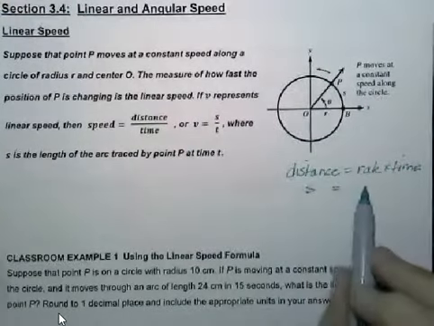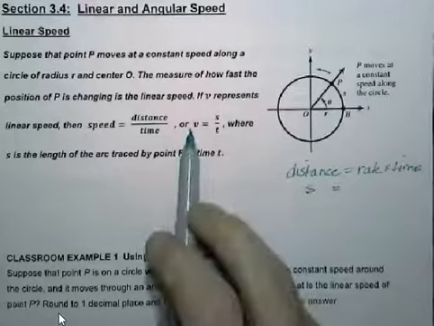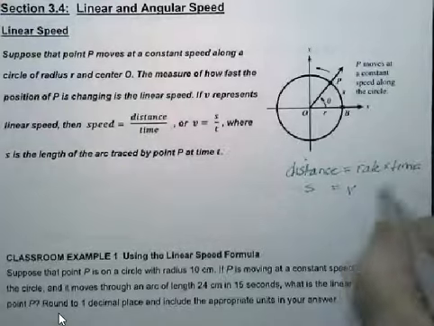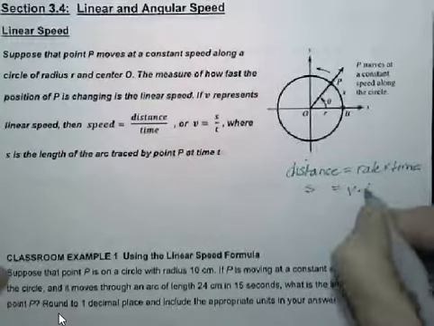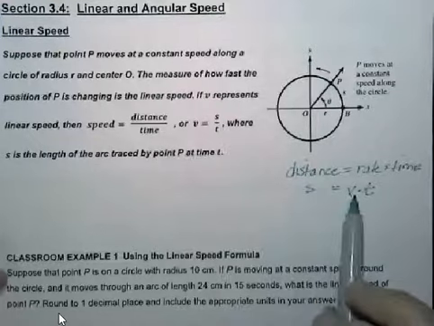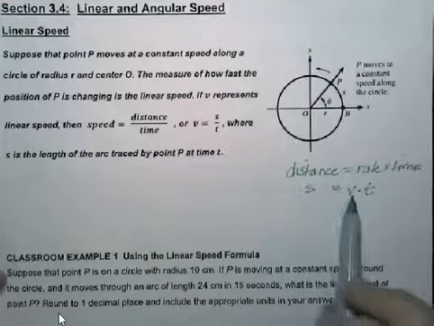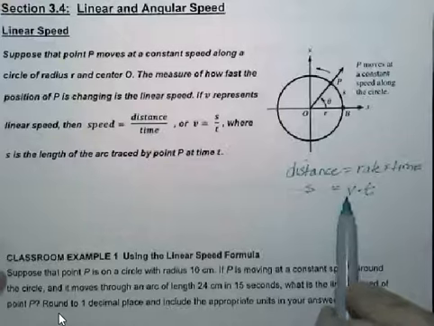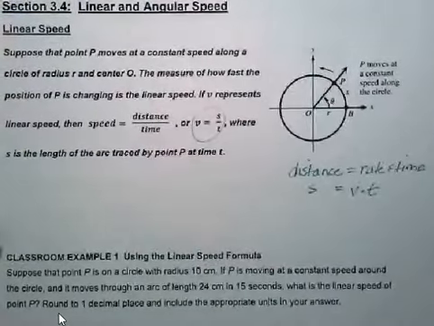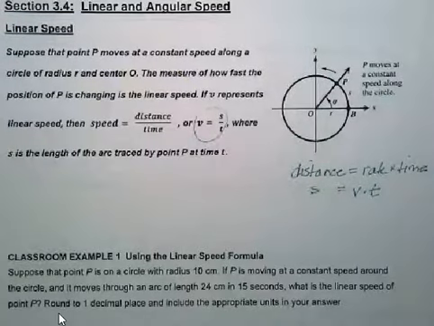The rate is what we're calling the linear speed. We're going to use v to represent that. And then the time is just going to be t. So instead of d equals rt, we're going to have s equals vt, and if we want to find the linear speed, then we can solve this for v, and we come up with this formula right here, v equals s over t. The only thing to remember with this one is that s is talking about the arc length.